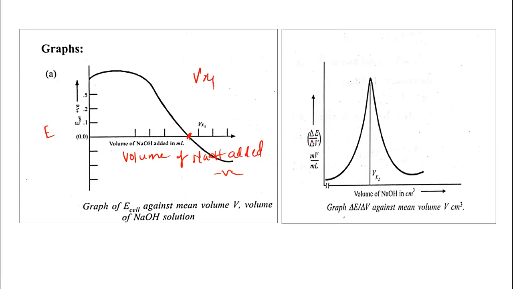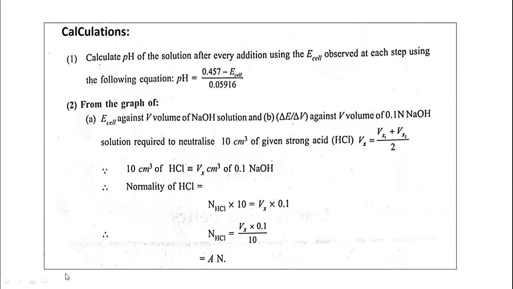Then the second graph is delta E upon delta V versus volume of NaOH added. This is Vx2. So Vx is equal to Vx1 plus Vx2 divided by 2. So we get the equivalence point. See the calculation part here. The pH can be calculated using this equation. Then from the graph, we can determine Vx.